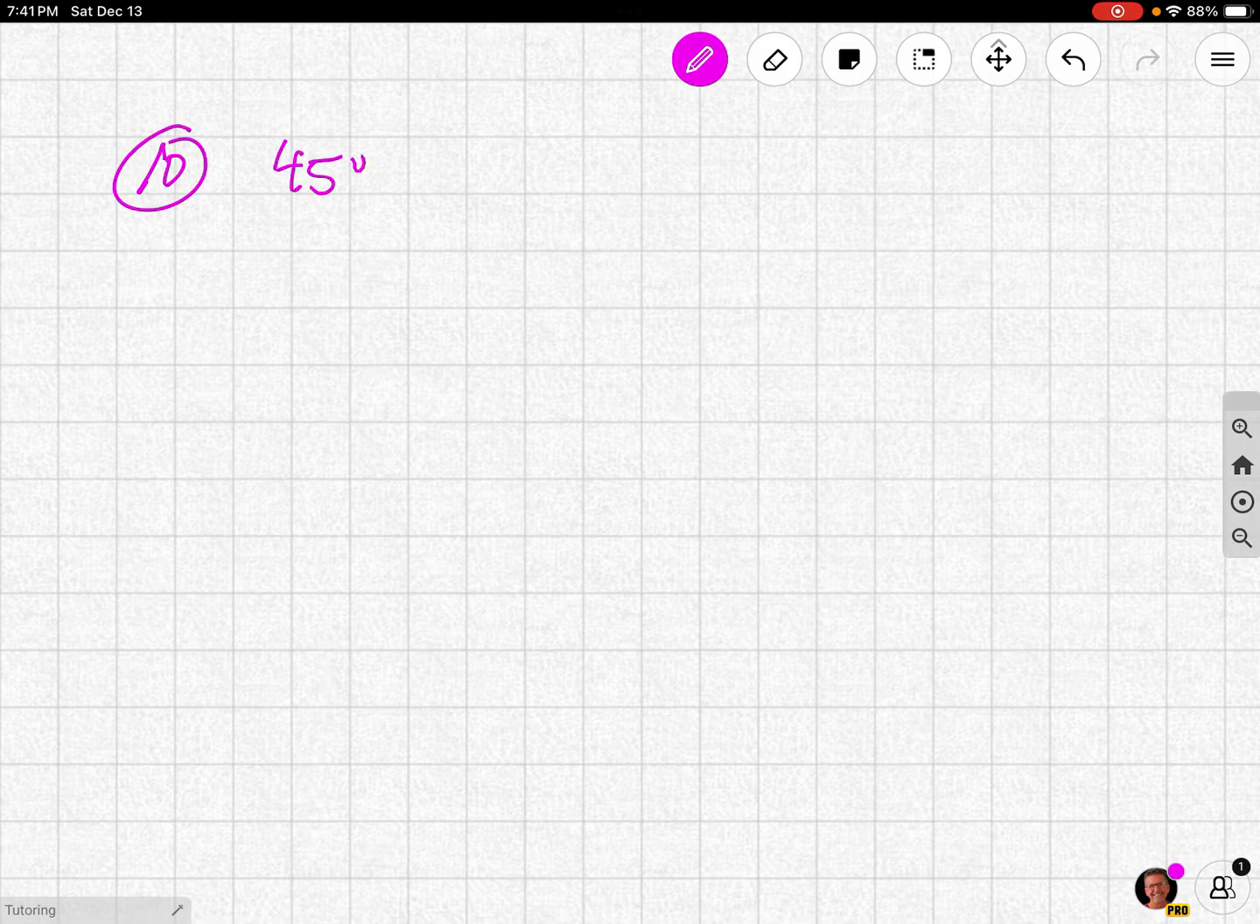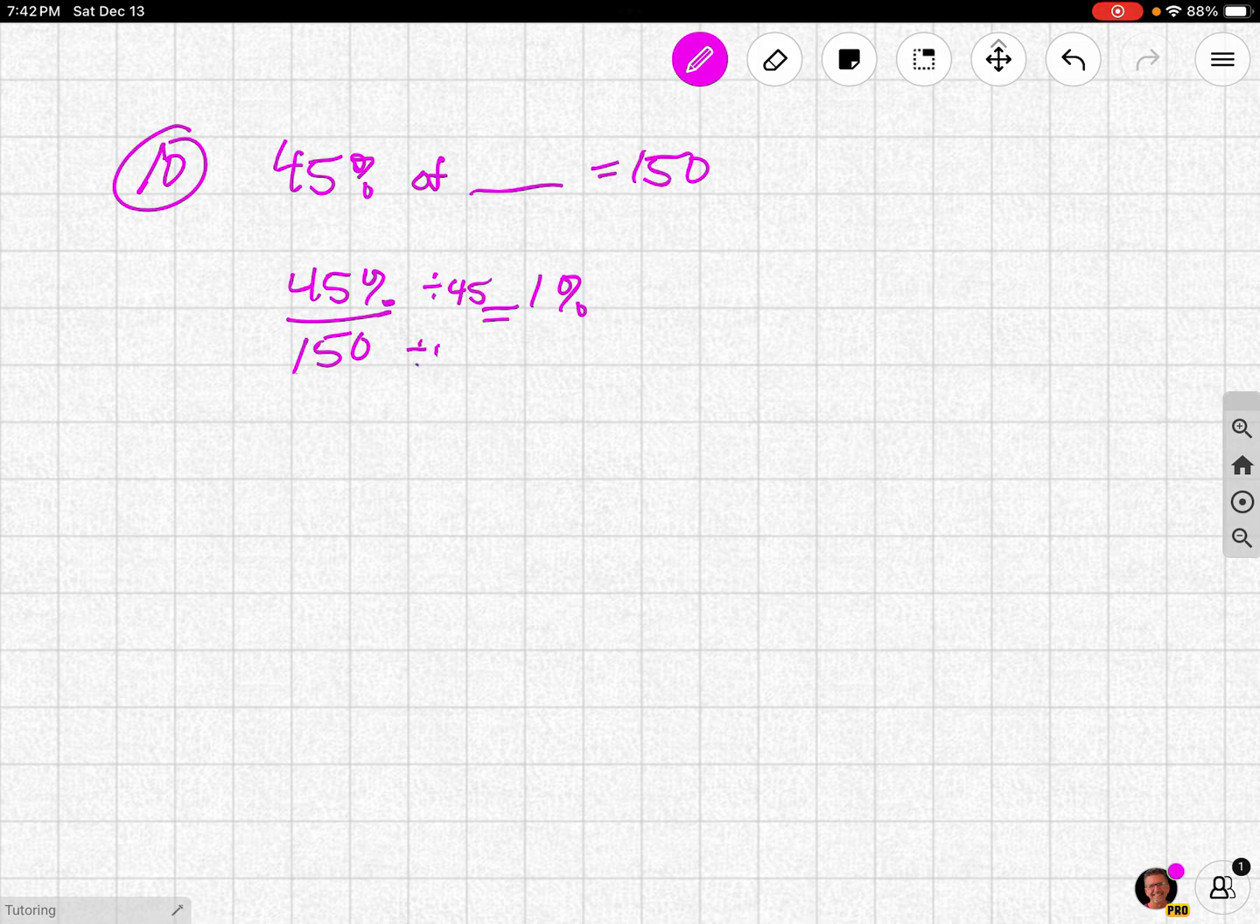45% of some number is 150. Okay, so that's 45% is 150. So to find 1%, we're going to divide by 45 to get our 1%. So I have to divide this by 45 as well. So I'm going to take 150 divided by 45.